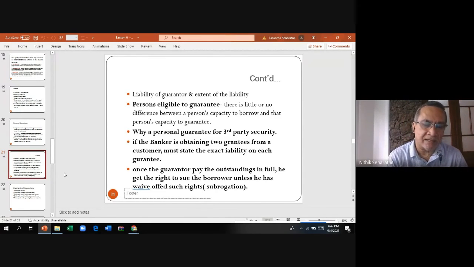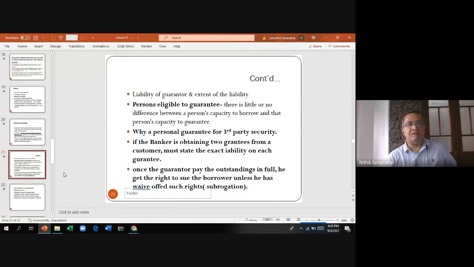Why a personal guarantee for third-party security? When you are taking a third-party security, it can be a fixed deposit. I'm borrowing against a third party's fixed deposit. You have to get a personal guarantee from the third party, because then you are creating his liability as a guarantor as well. So it is a must for taking third-party security, especially a fixed deposit. Otherwise that party will say, I don't know anything, I opened a fixed deposit, and now they have kept this fixed deposit for a facility without my knowledge. But if that person is signing a personal guarantee, then he is responsible for that as well.